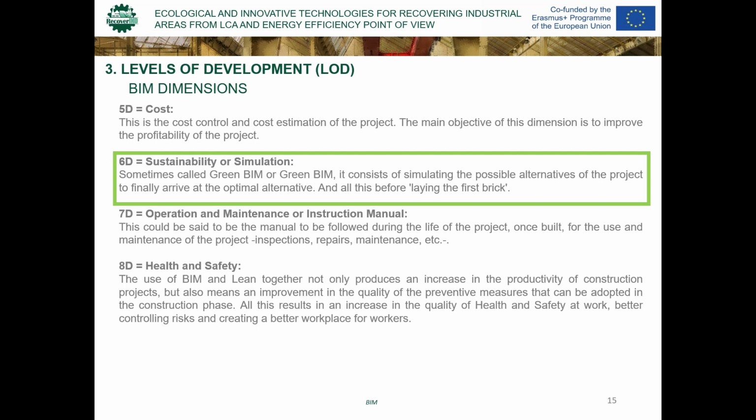7D equals operation and maintenance or instruction manual. This could be said to be the manual to be followed during the life of the project, once built, for the use and maintenance of the project: inspections, repairs, maintenance, etc.